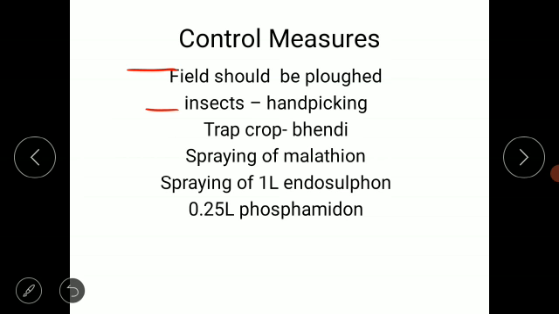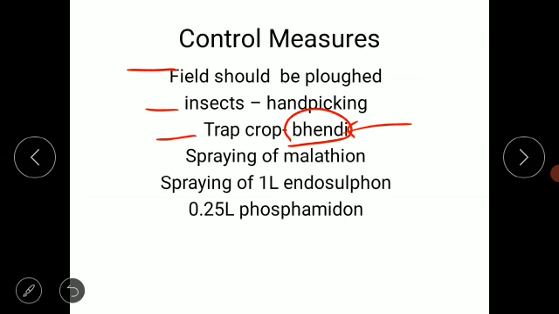See here, we can use bhendi as a trap crop. In between the cotton field, we can sow the bhendi. It acts as the alternative host plant, meaning the bugs directly attack the bhendi instead of attacking the cotton plant. So we call this method the trap crop, and the pests get collected there, and we can easily collect them and destroy them.